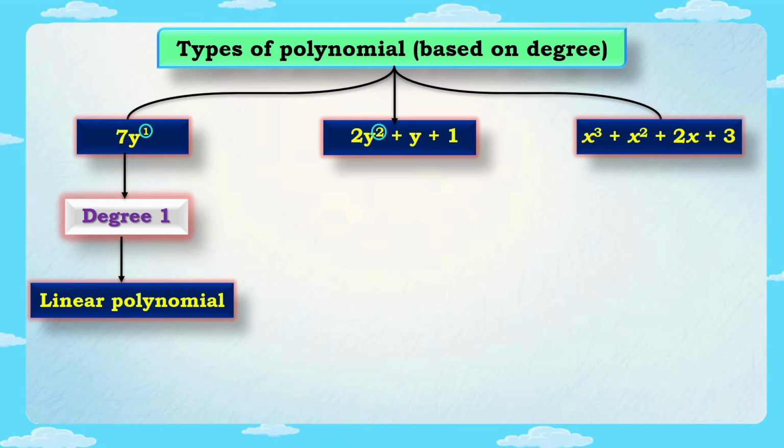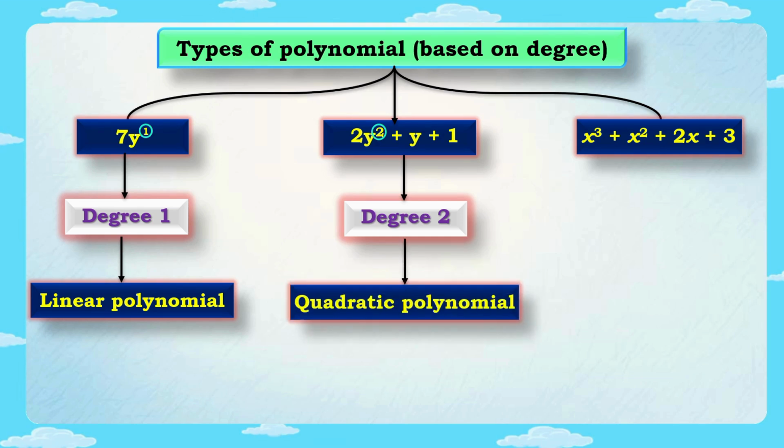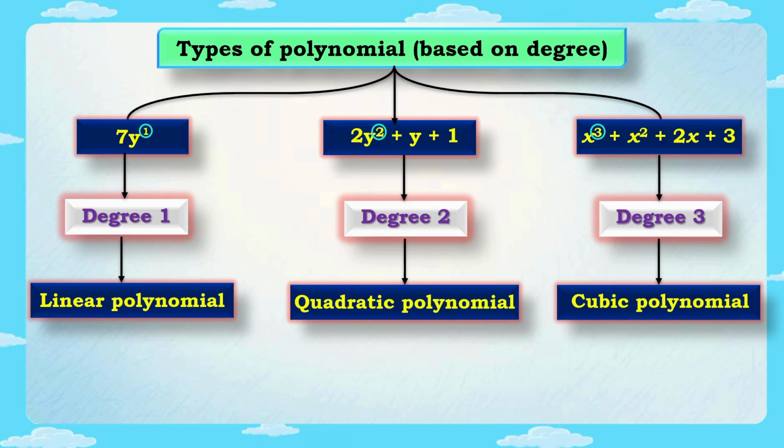Next, consider the expression 2y^2 + y + 1. Here, the highest power of the variable y is 2. So, the degree of this polynomial is 2. A polynomial of degree 2 is called a quadratic polynomial. Now, consider the expression x^3 + x^2 + 2x + 3. Here, the highest power of the variable x is 3. So, the degree of this polynomial is 3. A polynomial of degree 3 is called a cubic polynomial.